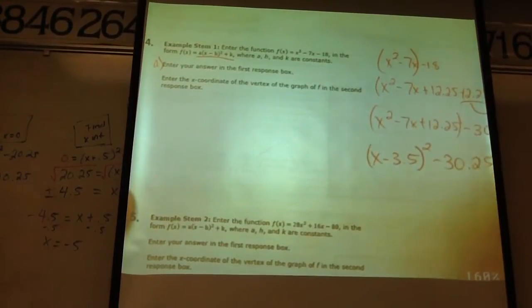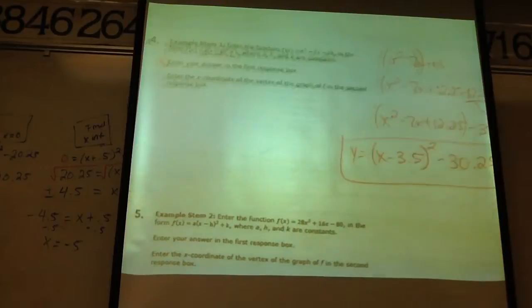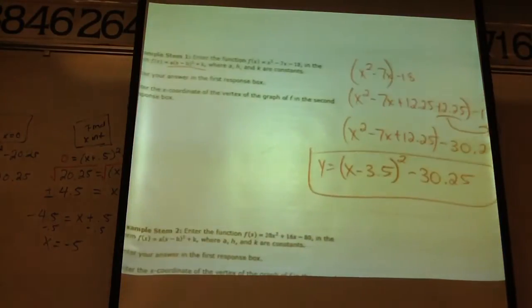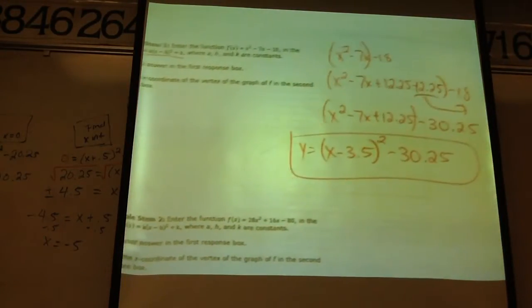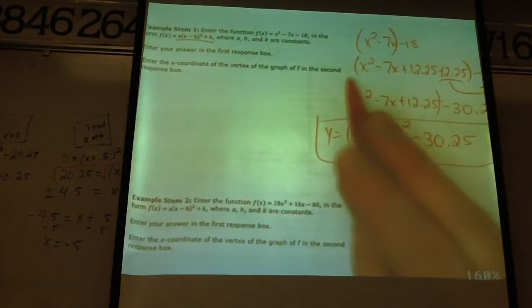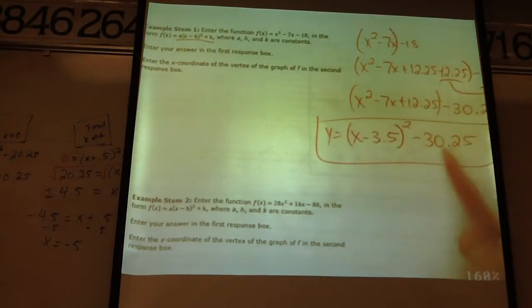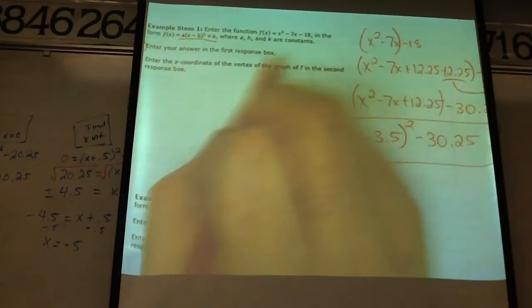Hey, so what happened on the second one? Like, scoot it to the left? Minus 15, you just bring that out. There's nothing in front to multiply by, so just leave it. So that's the answer for the first part.